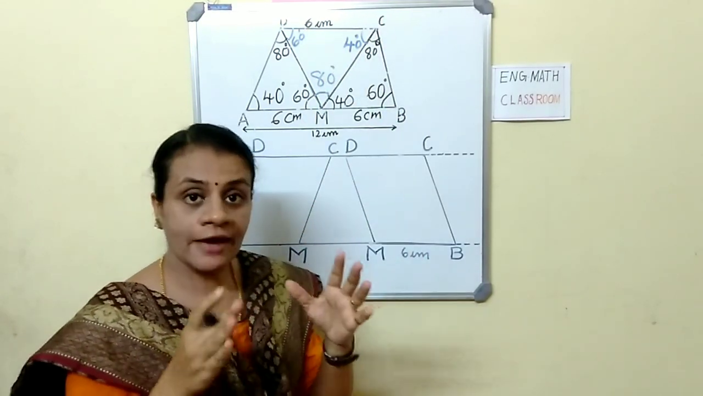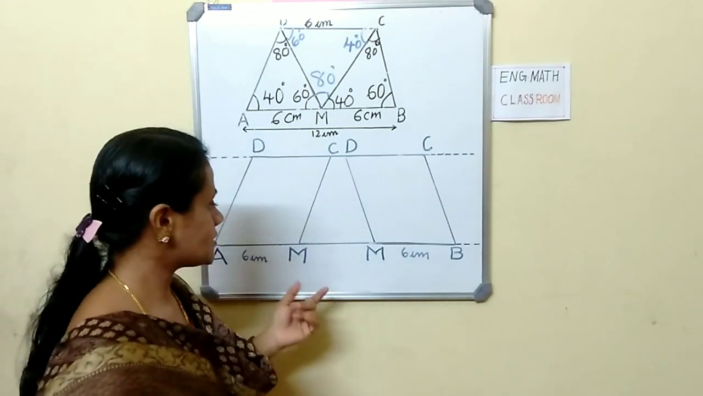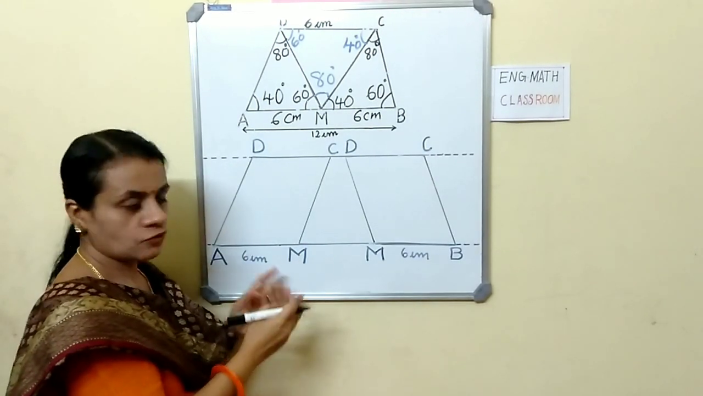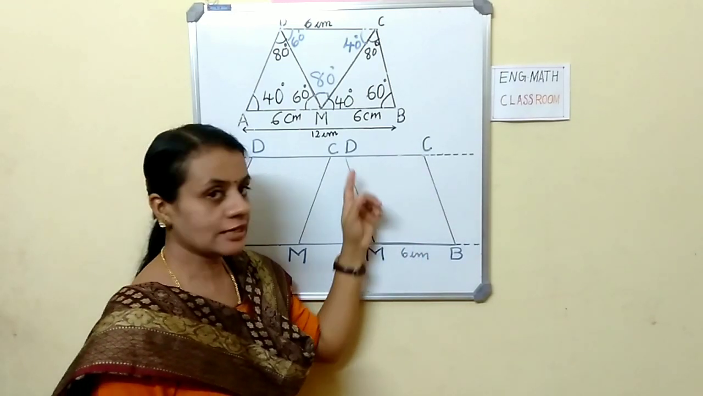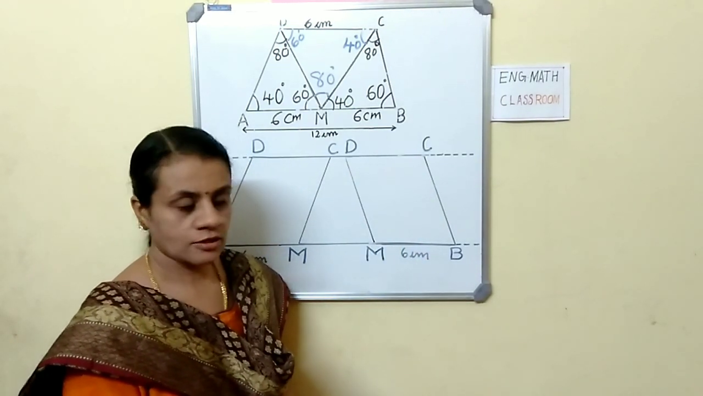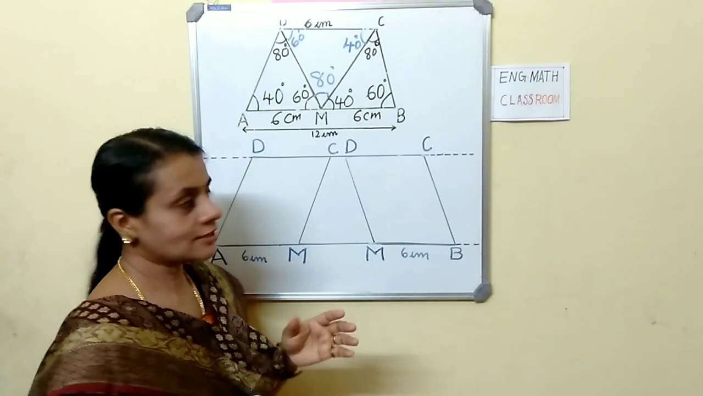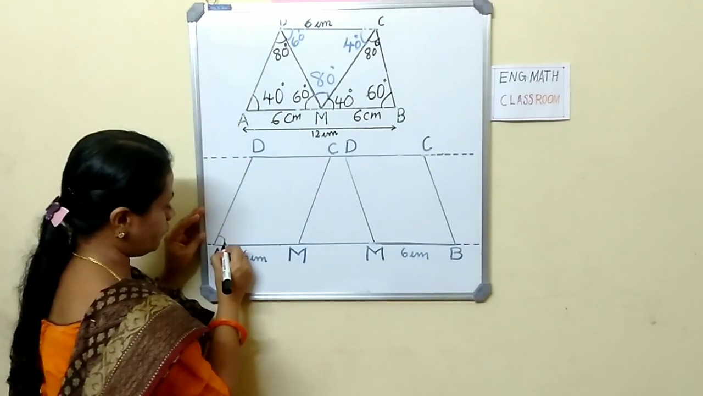For that, I have drawn these two quadrilaterals separately. Watch this. AMCD, one quadrilateral, MBCD, another quadrilateral. Now we can write down the angles. What is angle A here? 40 degree. Write it down. 40.